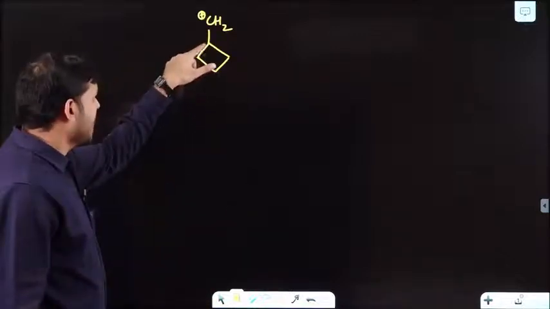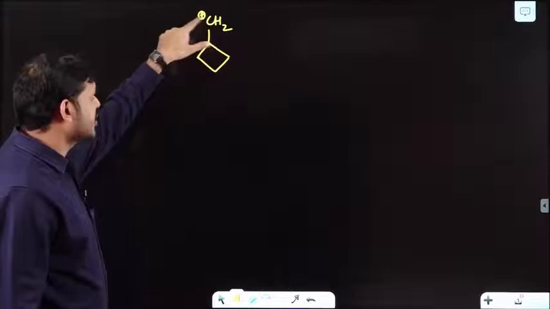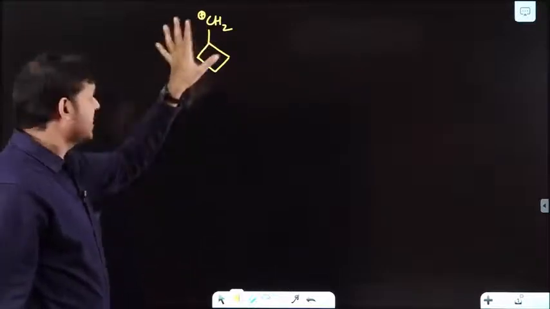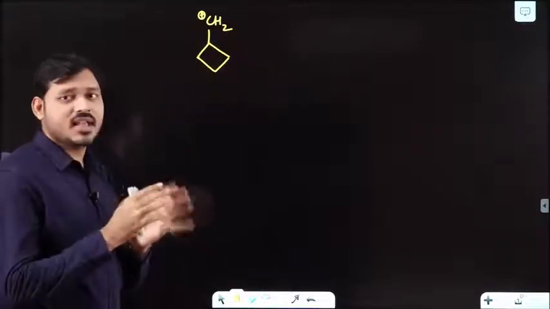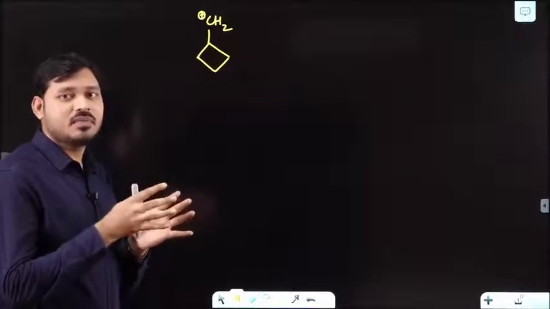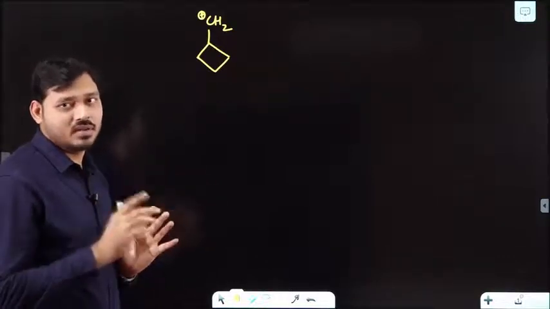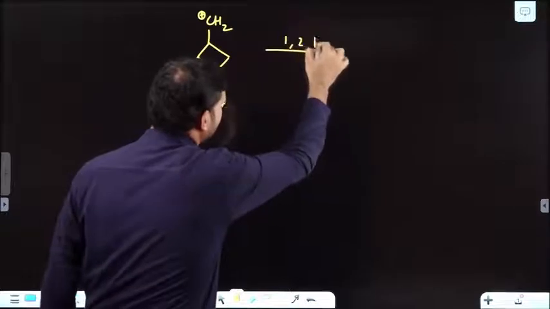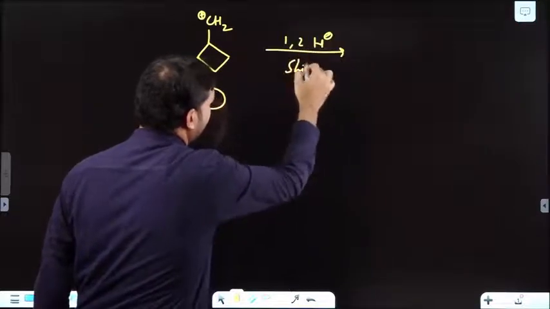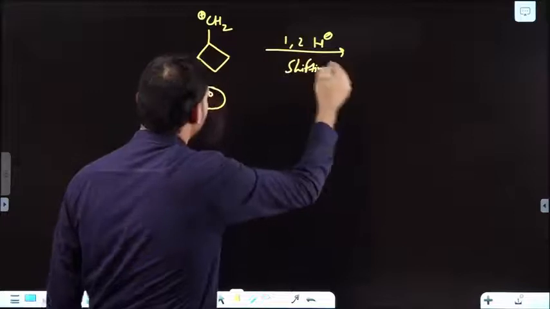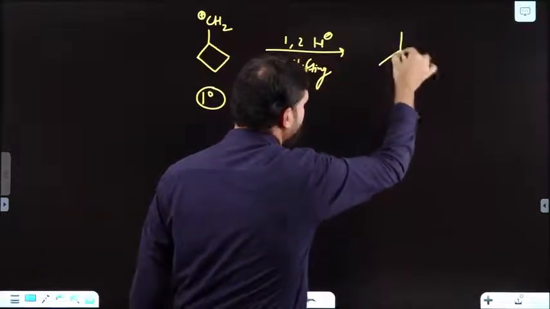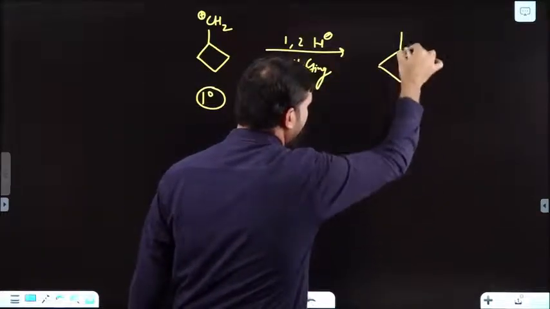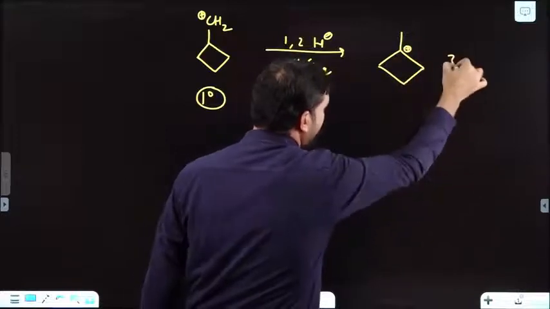First of all, understand this case. This is a 4-membered ring and in front of the 4-membered ring you have a CH2 plus carbocation. In this carbocation, what is the possibility? Hydride shift. You may think, as per our last lecture, it is a 1 degree carbocation. If you make 1,2 H minus shifting, what will you get? Here you will get a 3 degree carbocation.